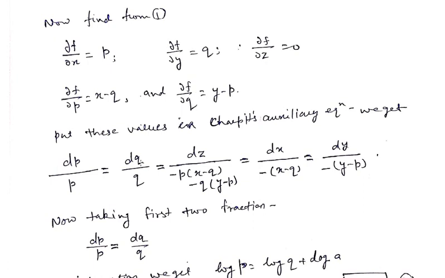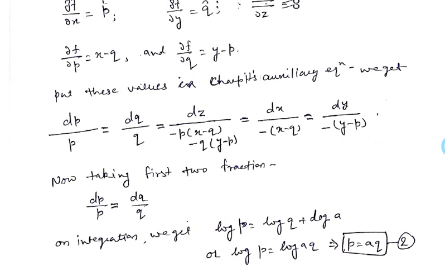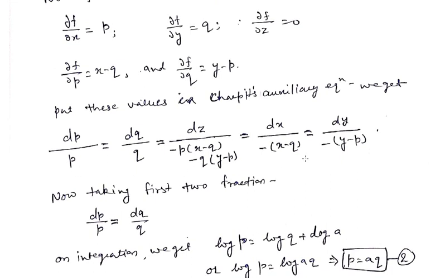So we choose the first two fractions, dp upon p equals dq upon q. When we integrate it, we get log of p equals log q plus log a, and when we solve it we get p equals aq. First thing we must remember is that we choose here only two fractions, and only one integral we will find from here. In Lagrange we find two integrals, but here in Charpit's auxiliary equation we find only one integral using two fractions.